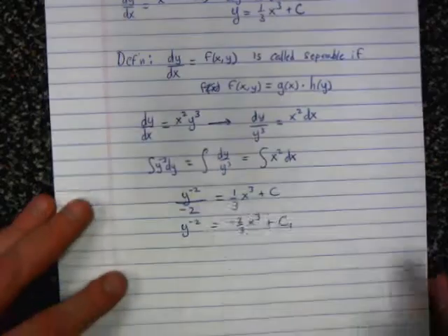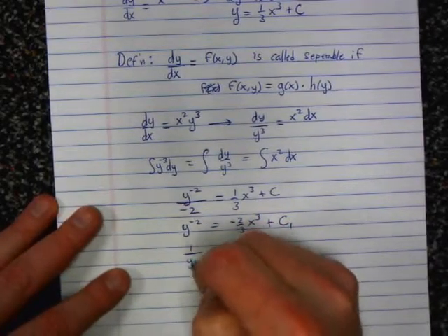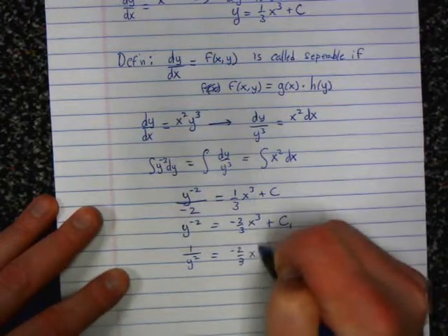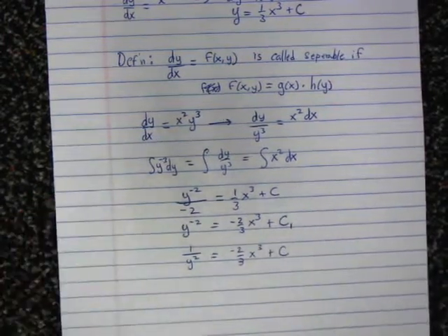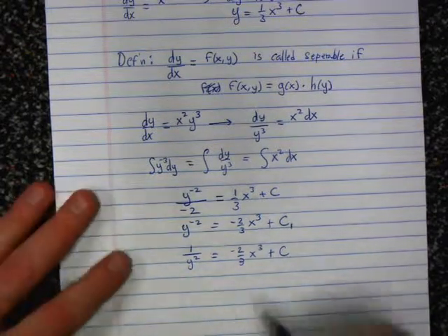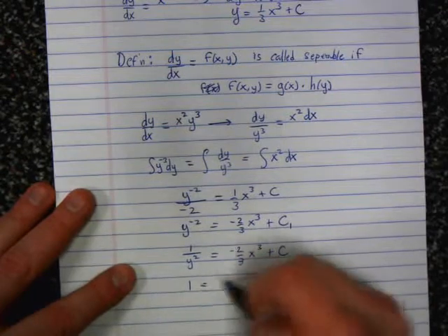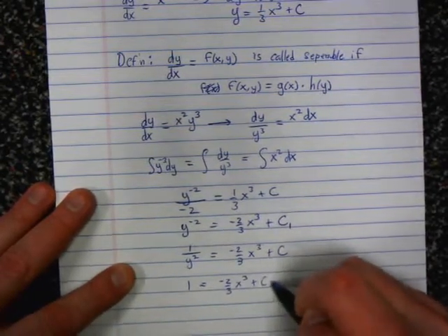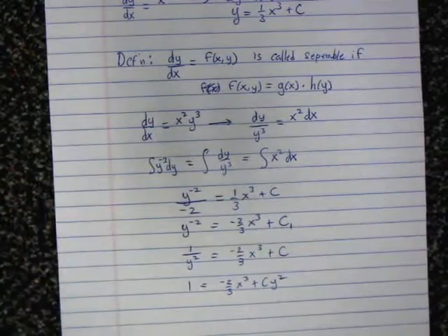Okay. I wouldn't care if you did that. 1 over y squared is negative 2/3 x cubed plus c. You could even cross multiply if you wanted to. So you could write 1 equals negative 2/3 x cubed plus c y squared. Okay.